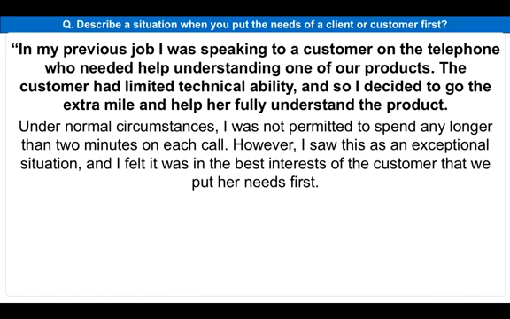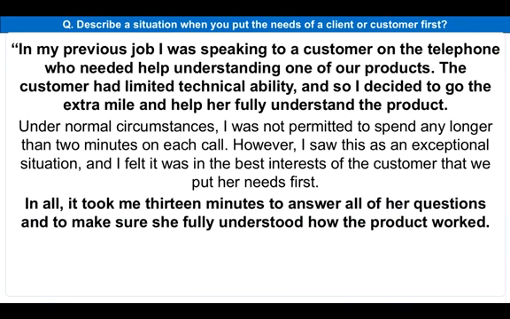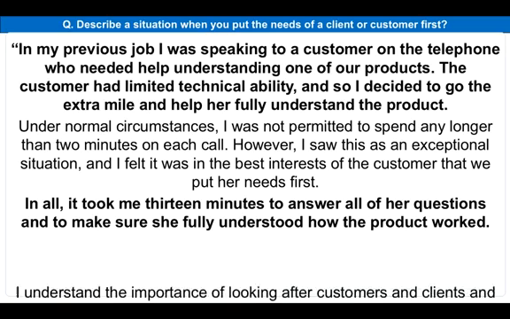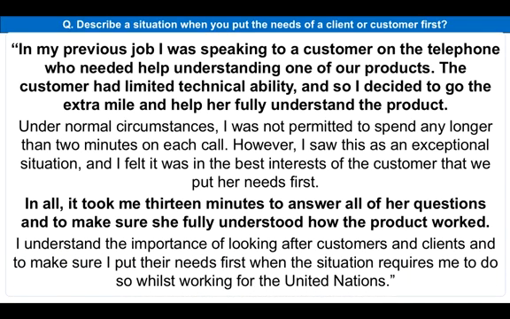Under normal circumstances, I was not permitted to spend any longer than 2 minutes on each call. However, I saw this as an exceptional situation and I felt it was in the best interest of the customer that we actually put her needs first. In all, it took me 13 minutes to answer all of her questions and to make sure she fully understood how the product worked. I understand the importance of looking after customers and clients and to make sure I put their needs first when the situation requires me to do so whilst working for the United Nations.